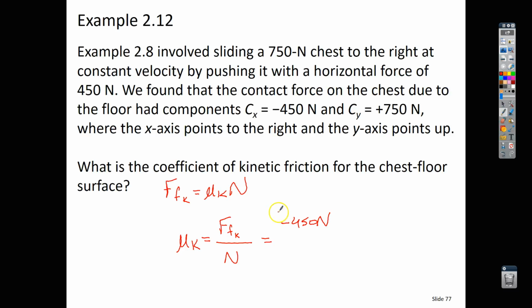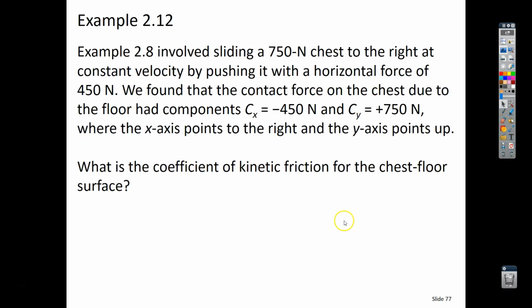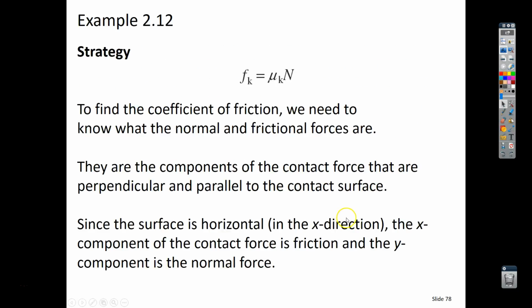We're actually going to take the absolute value of that because we don't want it to be negative, because coefficients are always positive for what we're doing here. And then we have the normal force, which is 750 newtons. And that one is positive because it's up. The newtons cross off. I don't worry about the negative, it becomes positive, and I end up with a number of 0.60, and there's no unit here. So that is my coefficient of kinetic friction. So that's how simple that one really is.